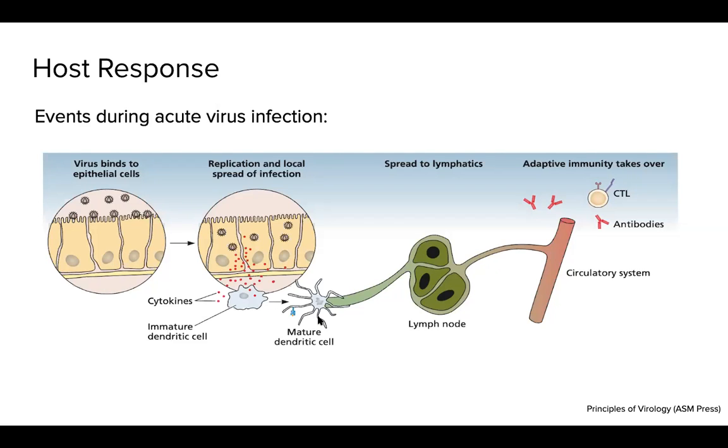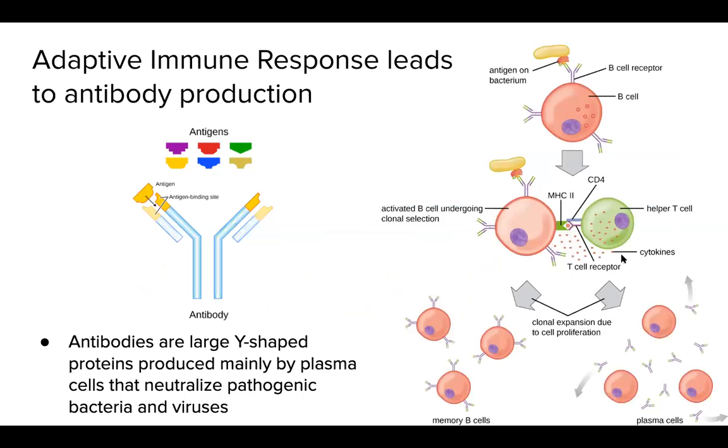It eventually spreads to the lymph node, and then this is where the adaptive immune system takes over and starts producing these antibodies. I'll probably delete that slide. So the adaptive immune system is a very complicated system.